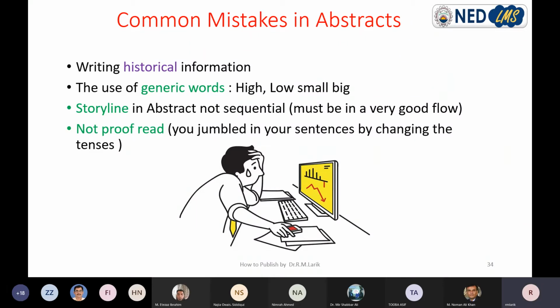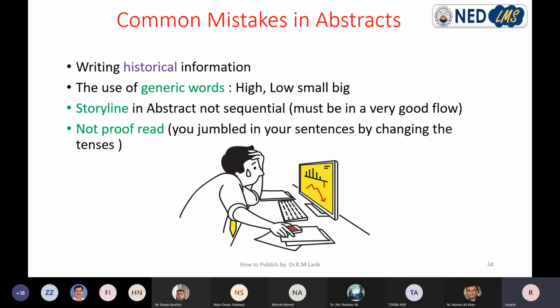Generic words, if you say high, low, small, big, it's ridiculous. You need to be clear: if you increase, how much percentage you increase; if you decrease, how much percentage you decrease, right? The generic word is not good. You need to be very specific, right? So you need to have your storyline, which must be sequential, right?